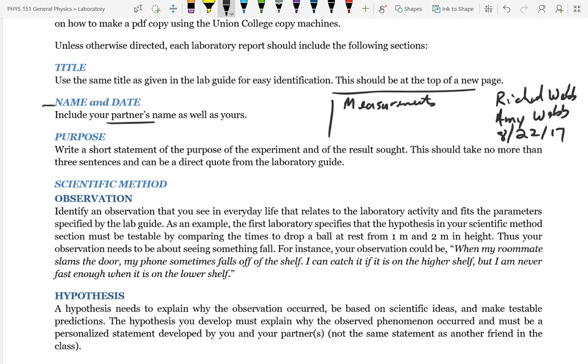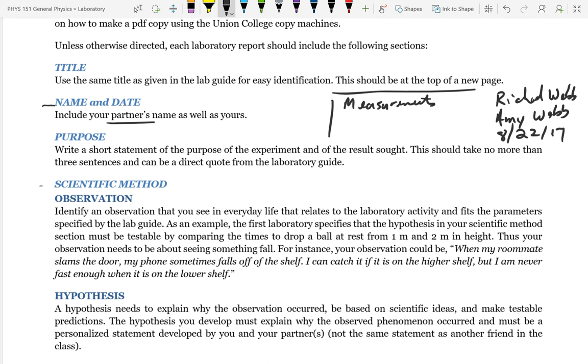Then you have the scientific method part. The scientific method part will start with an observation. Today's observation has to have something to do with falling. And I don't mean falling like trip and fall necessarily. I mean, I see the Olympic diver dive off of the platform, dive off the 3-meter board, whatever. And something about that you found intriguing, wondering why did that happen?